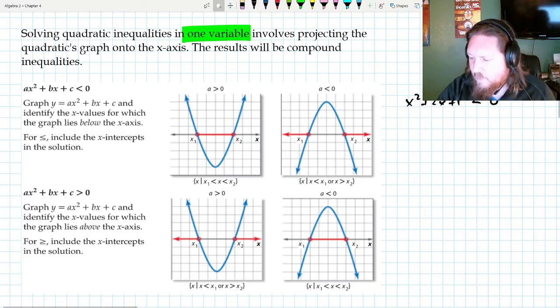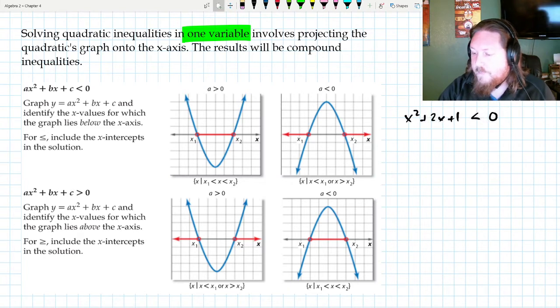Oh, you can't really see that because I wrote it behind my camera. There we go. All right.